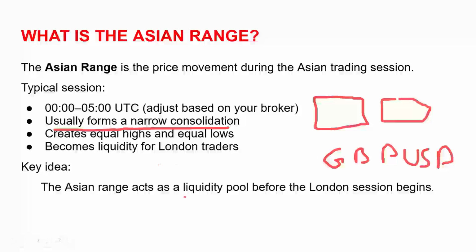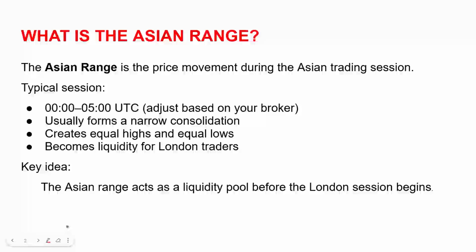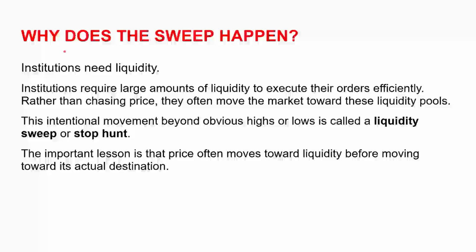So what happens is the Asian session will create equal highs and equal lows sometimes. At times it will range, but not so much. It will trend, but not so much. When it does this, it means it has created something like a liquidity pool for London traders. So the Asian range acts as a liquidity pool before the London session actually begins. That's what we want to use to our advantage to formulate a strategy. So what happens when it has formed a liquidity pool? We get something called a sweep.